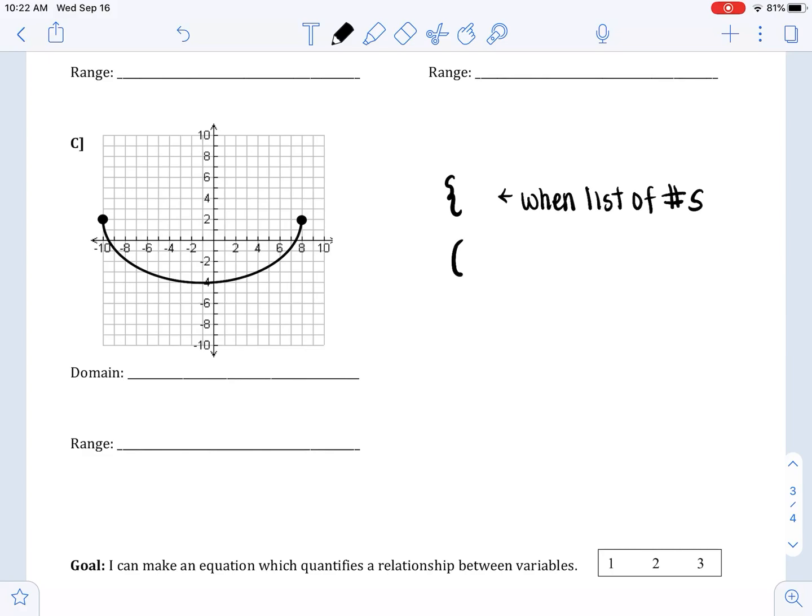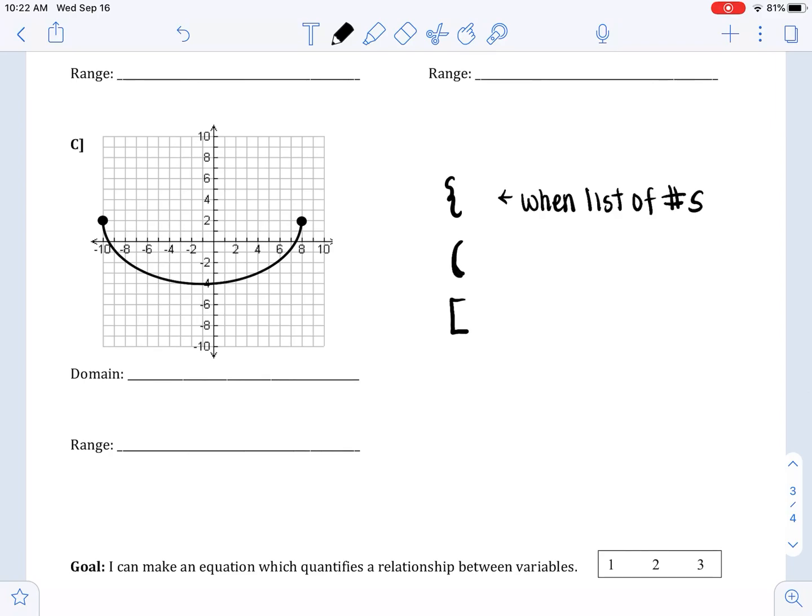Now, other things that you might end up using are parentheses or a bracket. You're using these two, a parentheses and or a bracket, when it's not a list. So like if I said list, let me try to think of an example. The number of... no, that's not going to work either. I'm trying to think of something continuous.